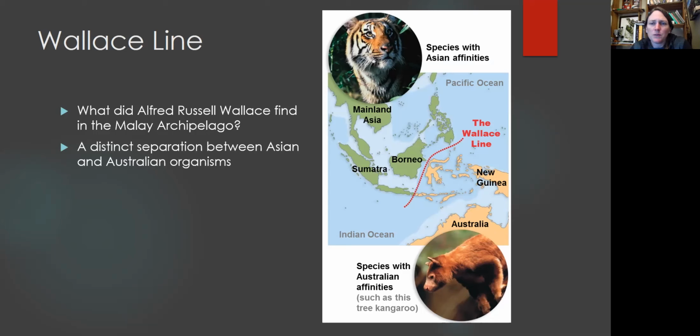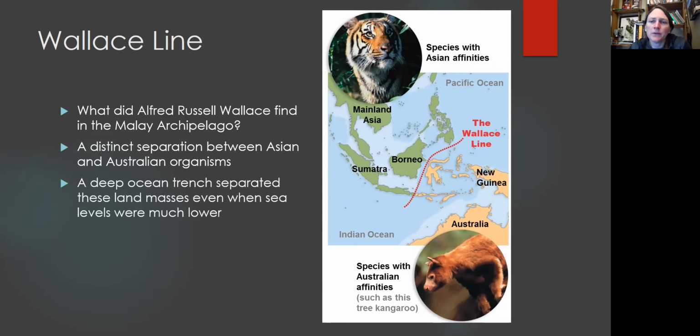And it was like this really abrupt line, like you had a whole community as shown in green. And then when you just kind of moved across to one little island, the whole community was very distinct and different. And what we found after we had the capacity to learn this was a really deep ocean trench right along the red dotted line called the Wallace Line.